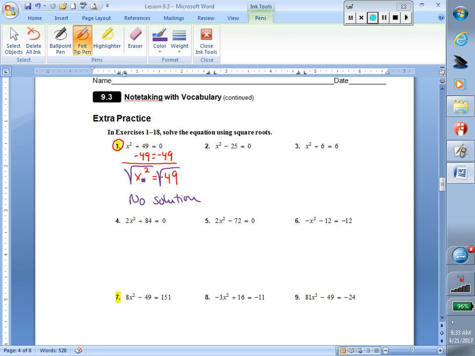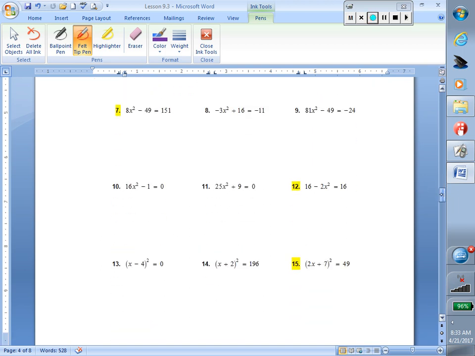Remember, I can't take the square root of a negative. I can't find a number that I can put in for x and square it and get negative 49. Anytime you square a number, the result is positive. Let's crank things up just a little bit. Let's look at number 7.